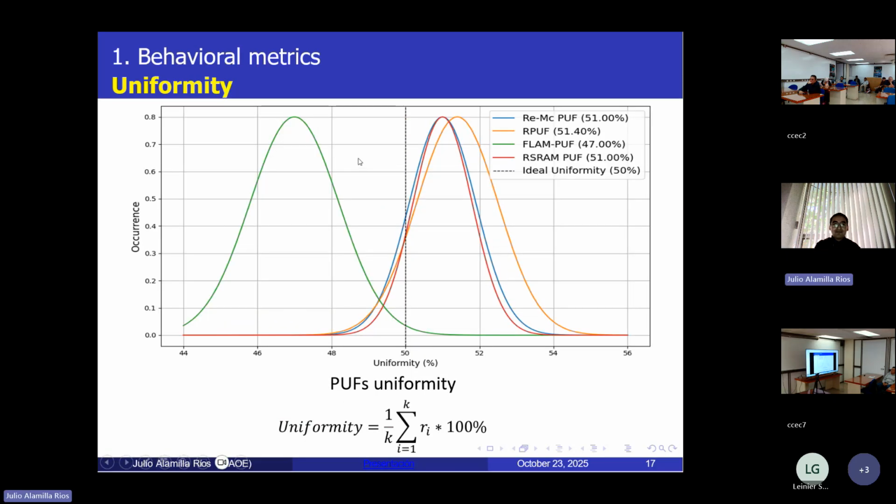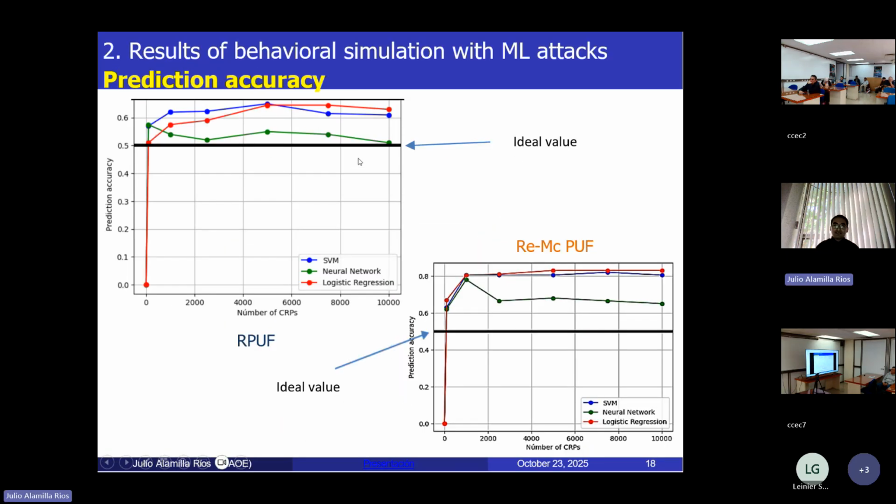The second metric analyzed was uniformity, which depends on the Hamming weight of the PUF responses, that is, the number of bits that are 1 in each output.